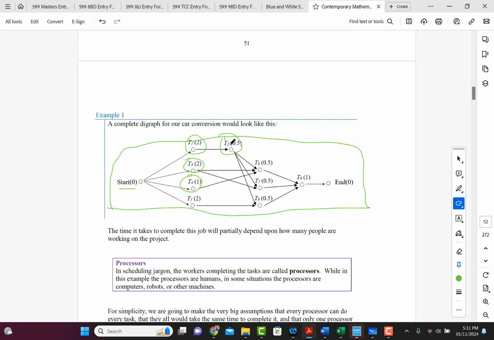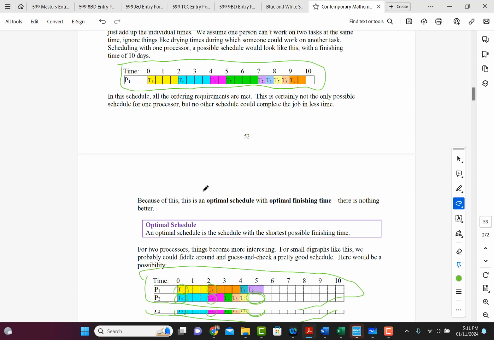But then after task 1, task 2 has to be done. So task 1 and 2 will take a day and a half. Task 3 and 4 will take 2 and 1 days respectively. So the soonest that we can get task 6 going is 2.5 days. So now that's going to be in the schedule. So let's look at the schedule again.